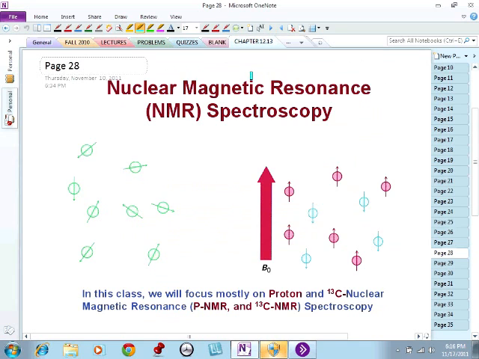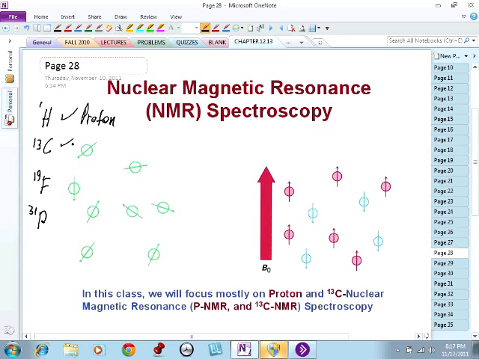Now, there are certain types of atomic nuclei, for example, the proton, carbon-13, fluorine-19, phosphorus-31. Some of these nuclei behave like a spinning magnet. You know what a magnet looks like? They behave like a spinning magnet. But for our discussion, we are going to focus our attention only on the nuclei of the hydrogen atom, which we refer to as proton, and the carbon-13 nuclei.